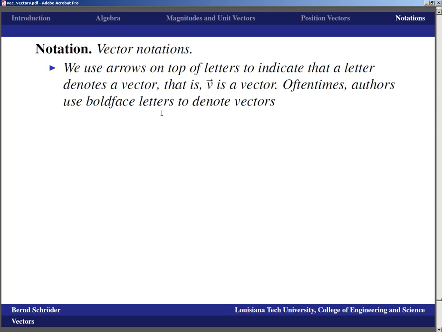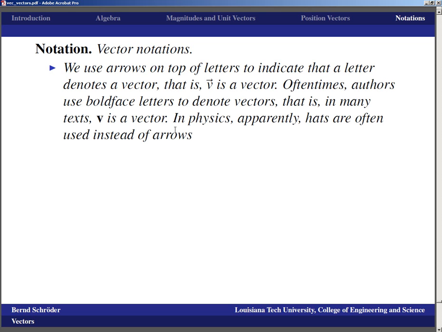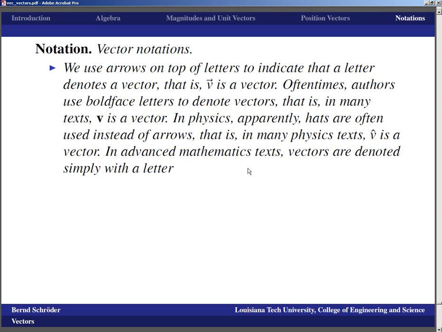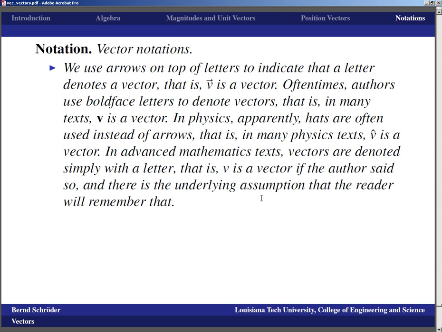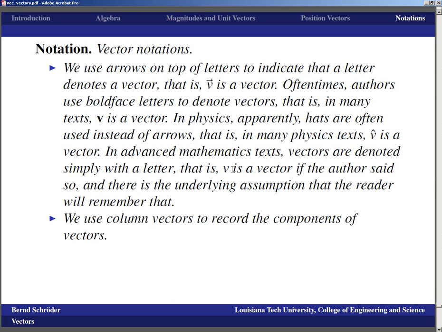Oftentimes authors use boldface letters to denote vectors. That is, in many texts, boldface V is a vector. In physics, apparently, that's something a colleague told me, hats are often used instead of arrows. So in many physics texts, V hat is a vector. In advanced math texts, vectors are denoted simply with a letter, and so V is a vector if the author said so, and there's the underlying assumption that the reader will remember that. So that's 4 different notations for vectors, including some things that clash, because remember, in physics the convention is that the corresponding letter without vector notation is actually the magnitude.